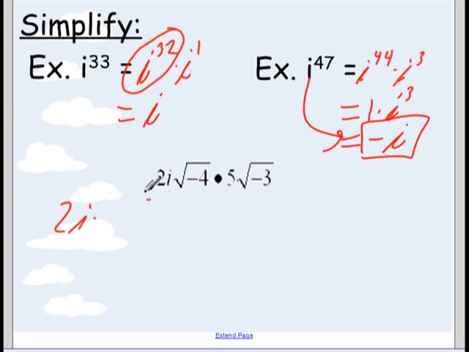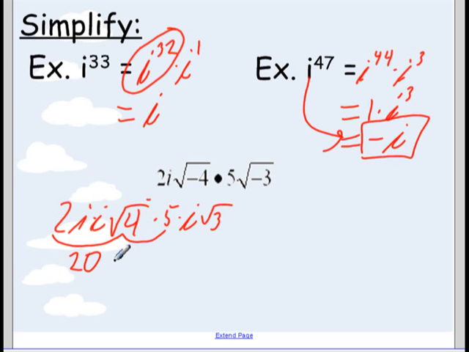So we get 2i times, I'm going to take the i out, so that's another i times rad 4 times the 5 times, now I'm simplifying the rad -3, again take the i out, i times rad 3. Now I'm going to simplify where I can. I see 2, rad 4 is 2, so this is 2 times 5, which is 20. I see i times i, which is i cubed. And then just that rad 3 left. Well, what's i cubed? i cubed, if you remember from earlier, is -i. So 20 times -i is -20i. And then rad 3. And that would be your answer.